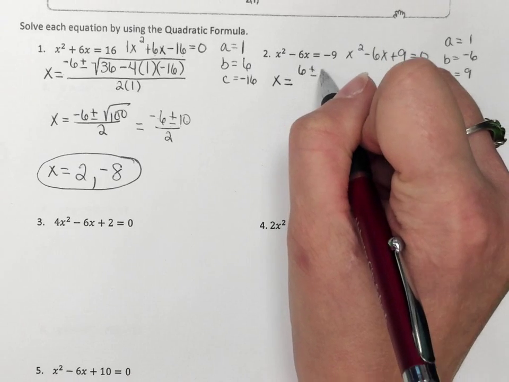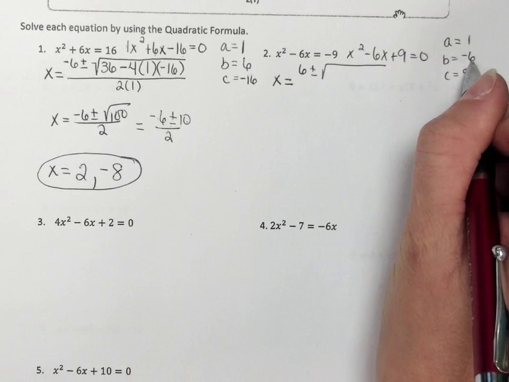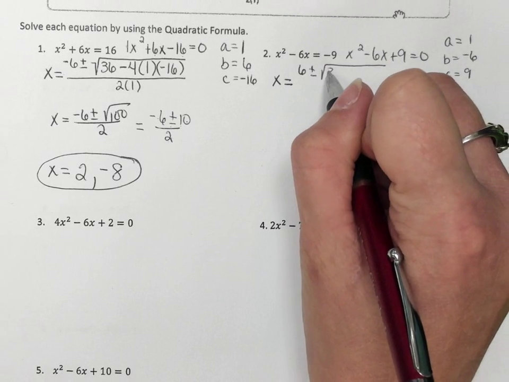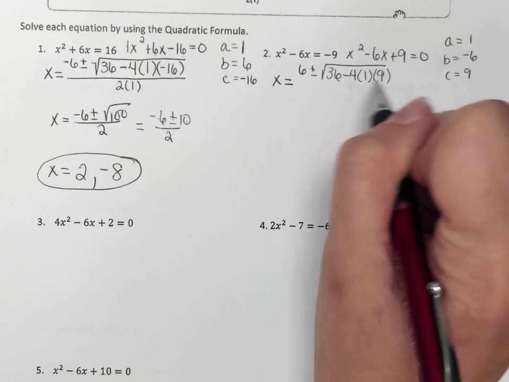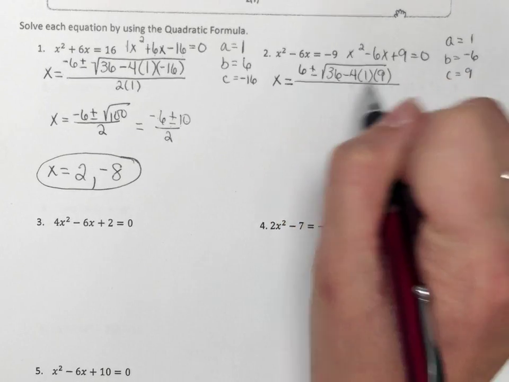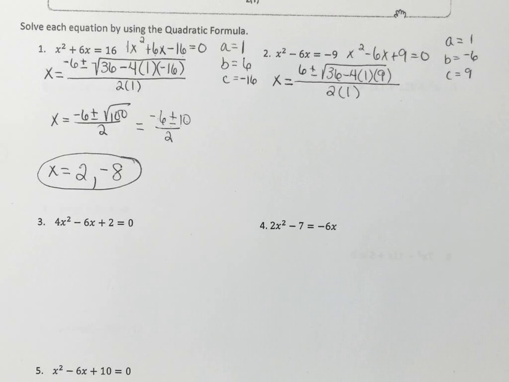All right, plus and minus, the square root. What's negative 6 squared? 36, minus 4 times A times C. So 4 times 1 times 9, over 2 times A, so 2 times 1. It's longer. Yes. Miss Blackman, is there a plus or minus button on our graphing calculators? No.